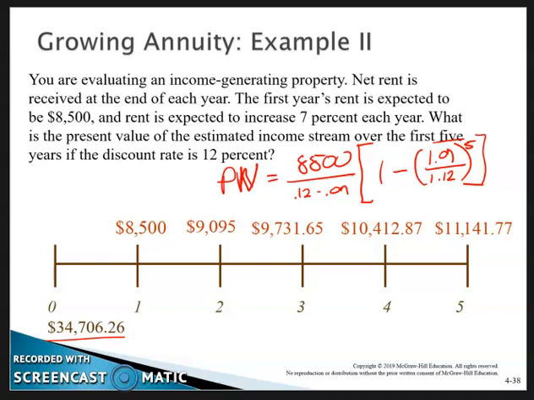All right, so next we'll talk about loan amortization.